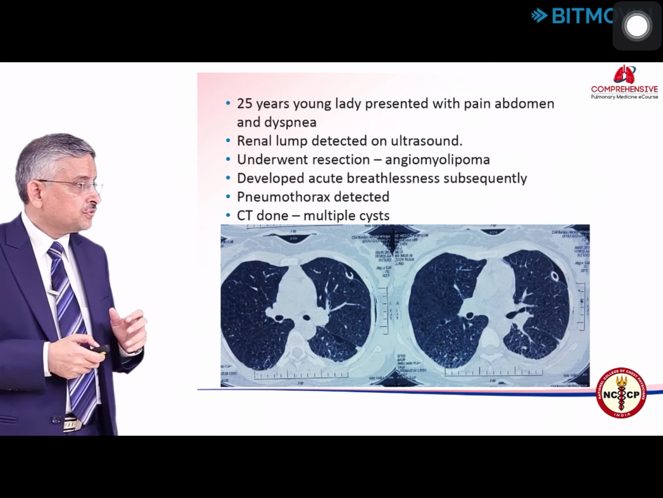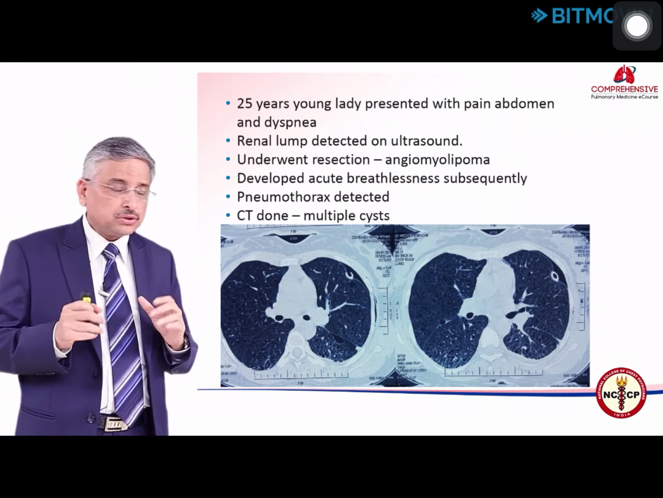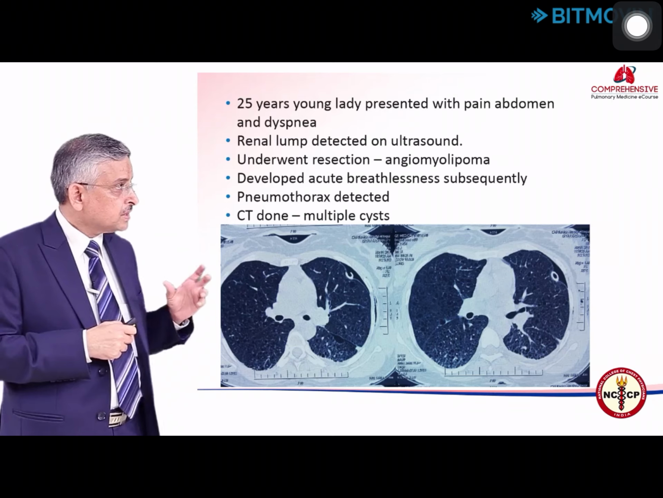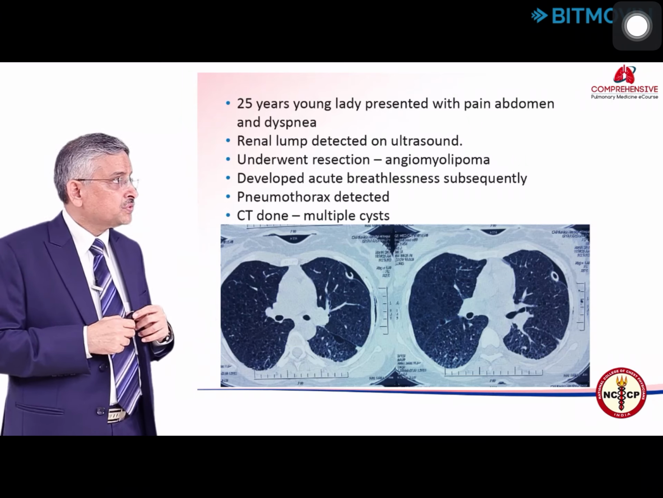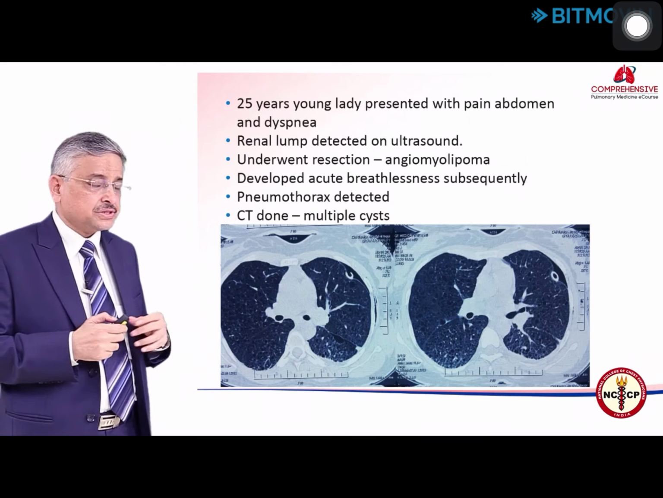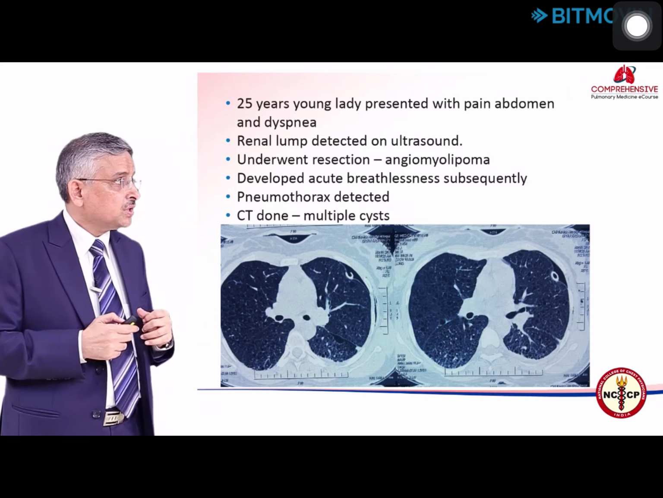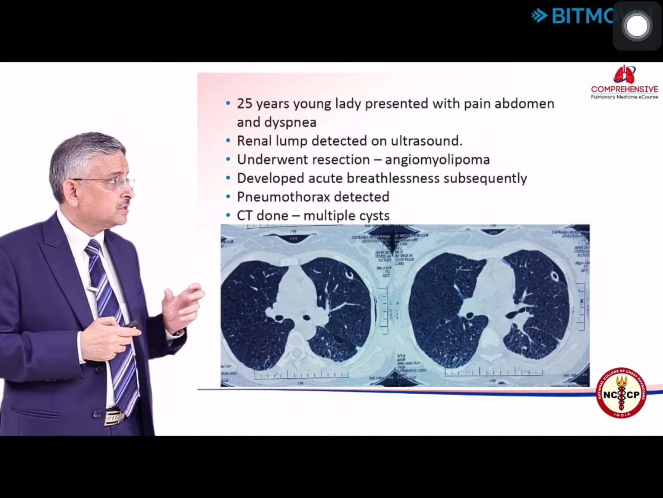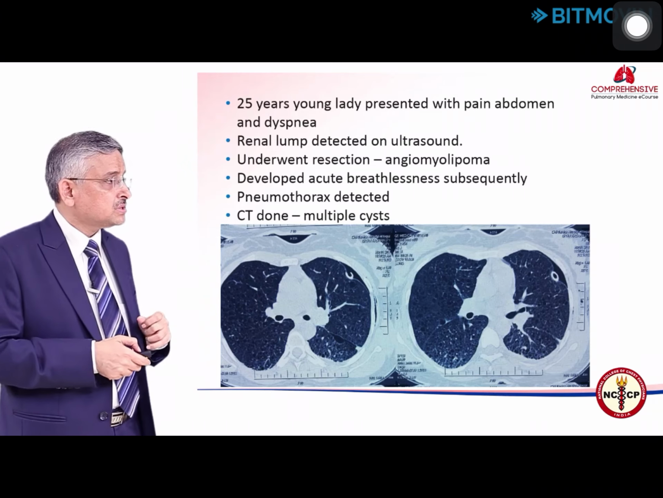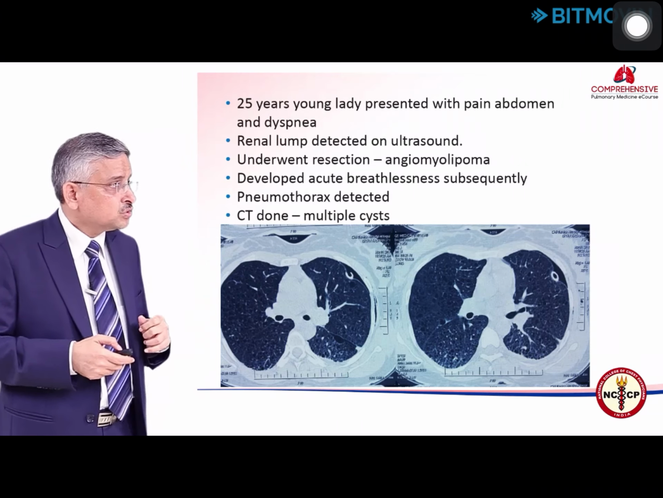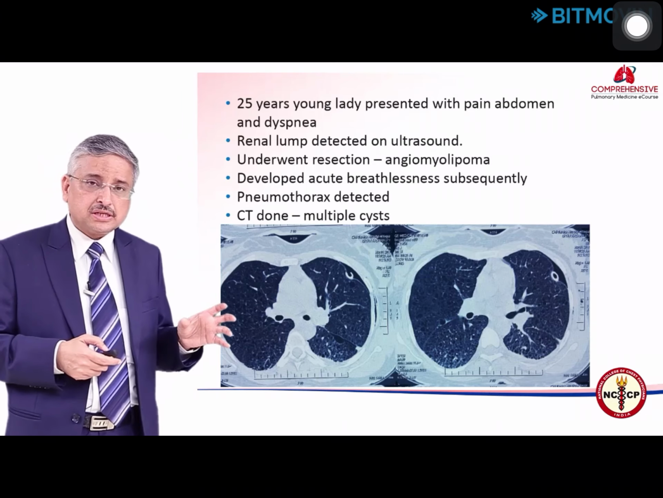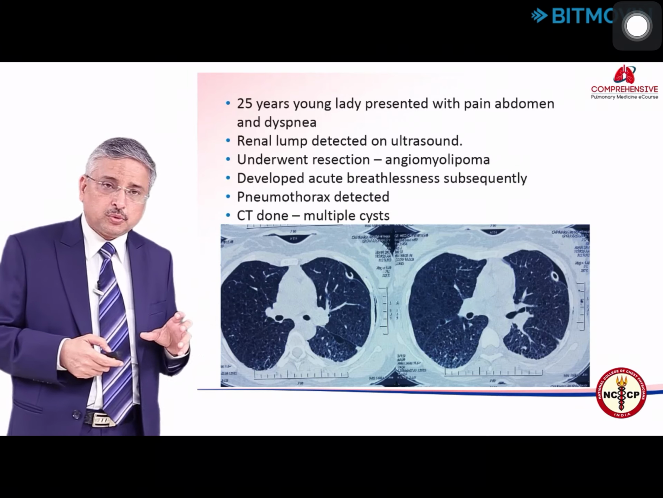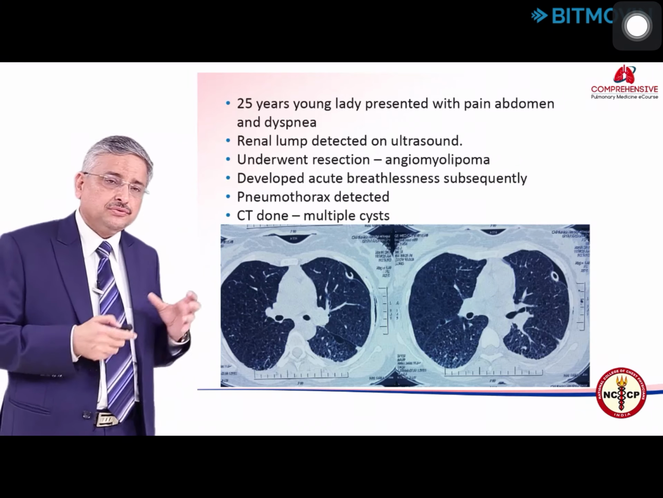And again, the detailed history is very important. This is a 25-year-old lady who came with pain abdomen and dyspnea. A renal lump was detected on ultrasound. She underwent resection, which was found to be angiomyolipoma, and then she developed acute breathlessness subsequently, and a pneumothorax was detected, and when the CT was done, it showed multiple cysts. So, you have a patient who has pneumothorax, has multiple cysts in the lung, and has a renal lump which is an angiomyolipoma. I think you have a definite diagnosis in the form of LAM.